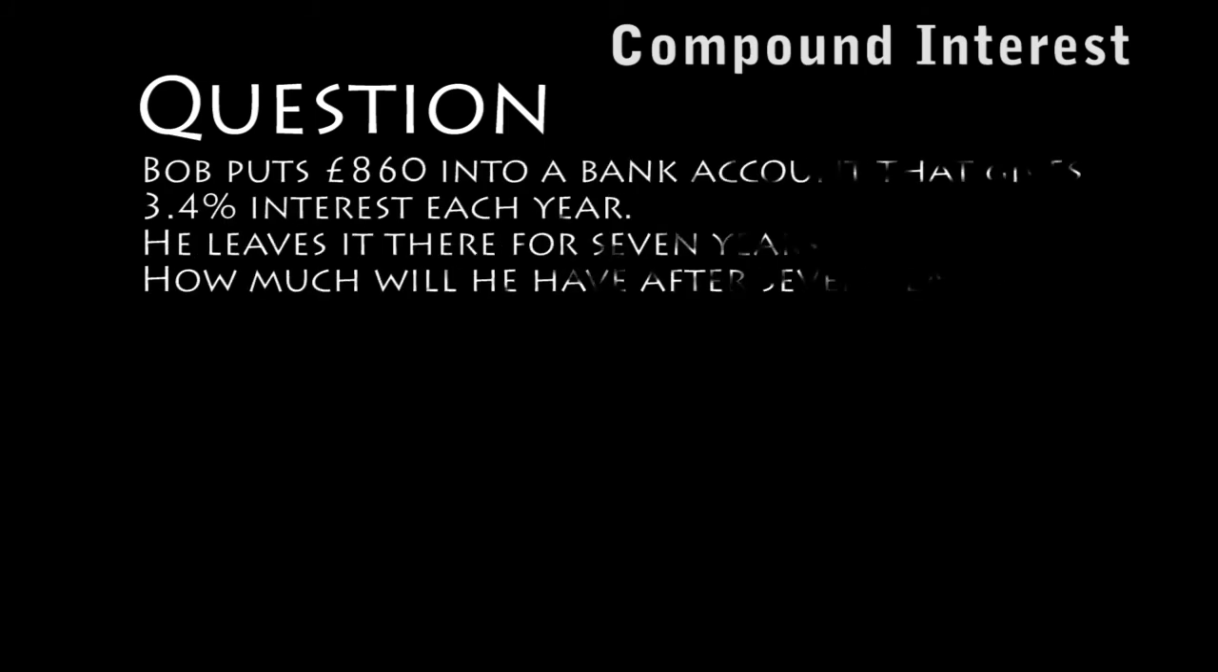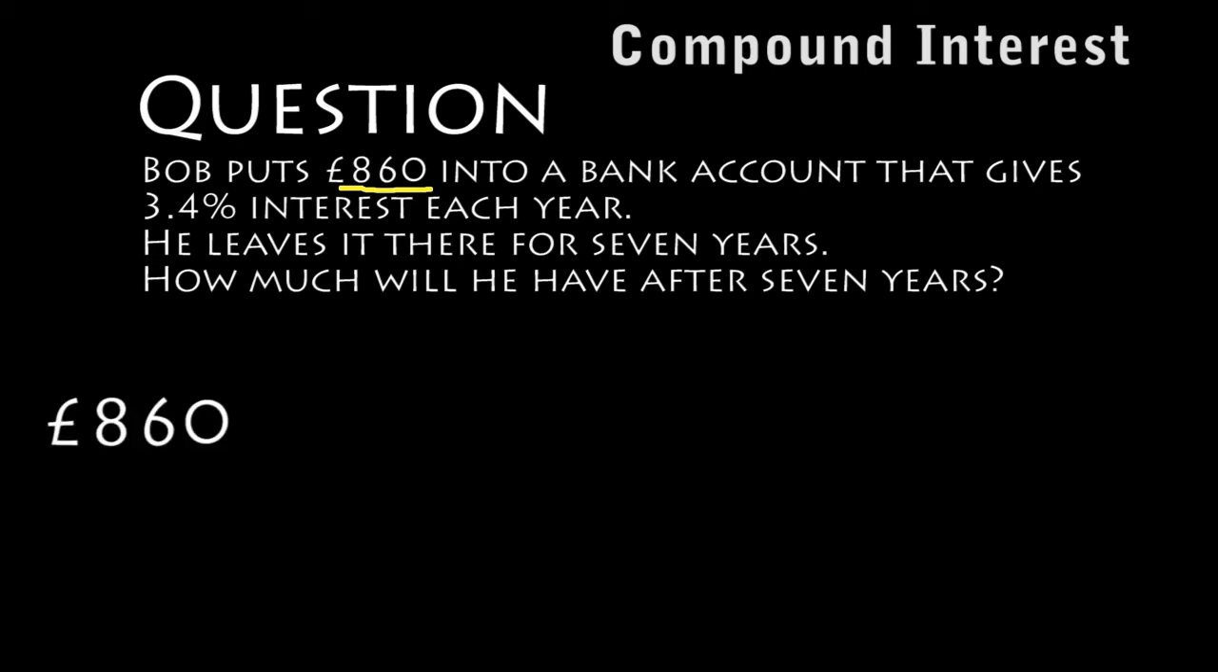So, here's a question. Bob puts £860 into a bank account. He leaves it there for 7 years. He doesn't take any money out and he doesn't add to it. How much will he have at the end of 7 years in his account? All we have to do is take the original amount, 860, and we multiply it by the correct number 7 times.